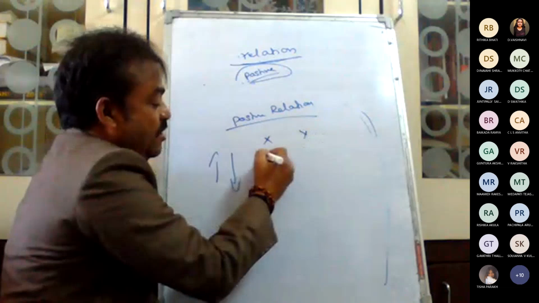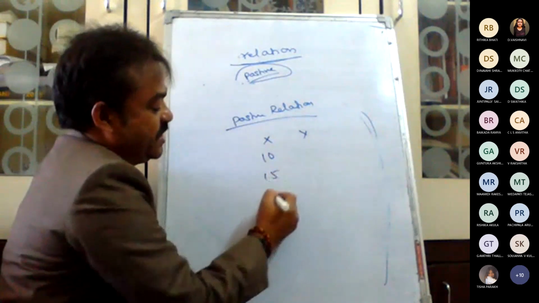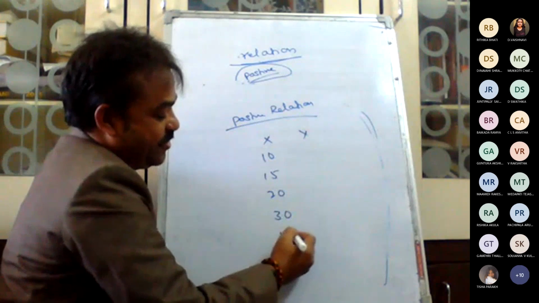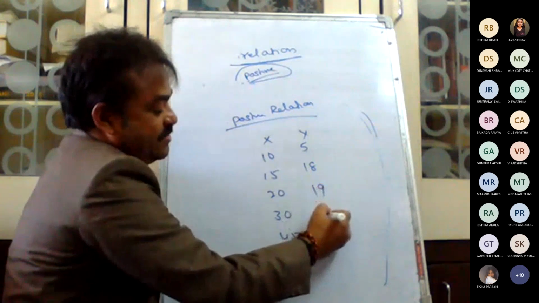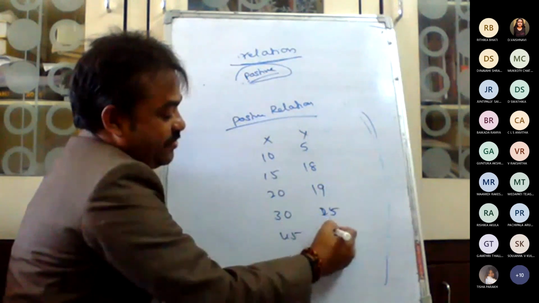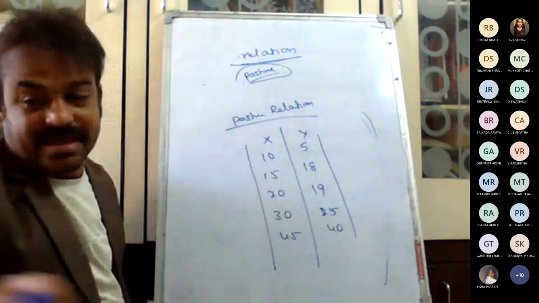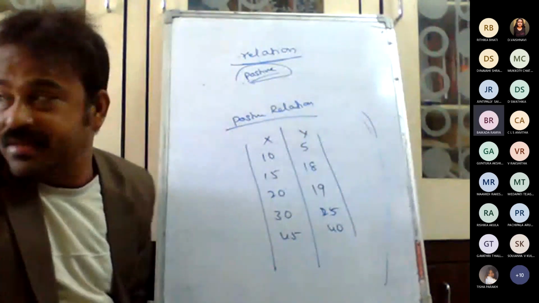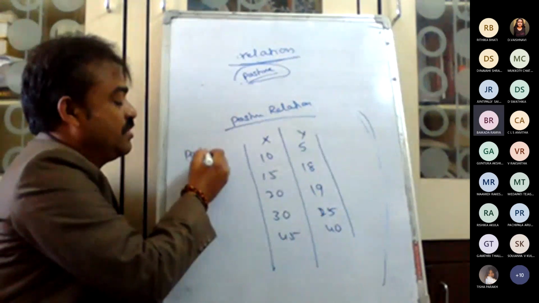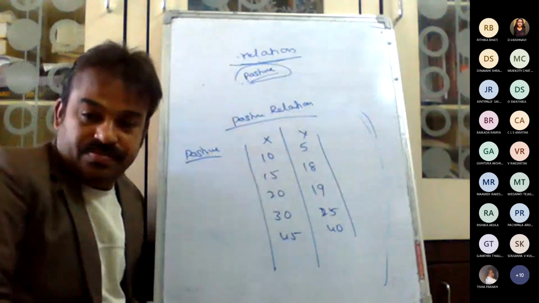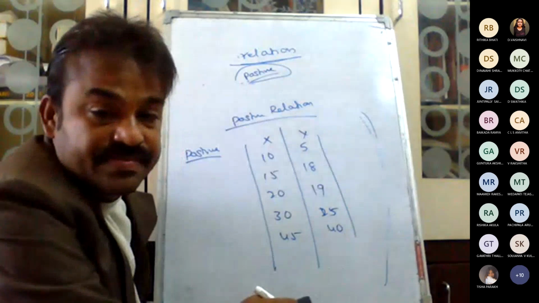When x and y both, for example, see here: 10, 15, 20, 30, 45. Another one is 5, 18, 19, 25, 40. This variable is increasing. Is this variable increasing or decreasing? Increasing. Then it is called a positive relationship.